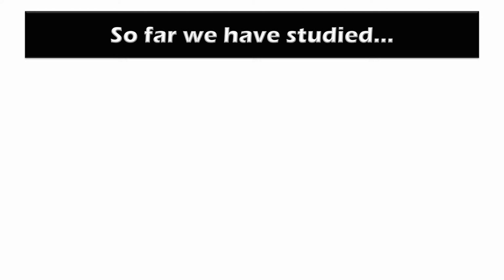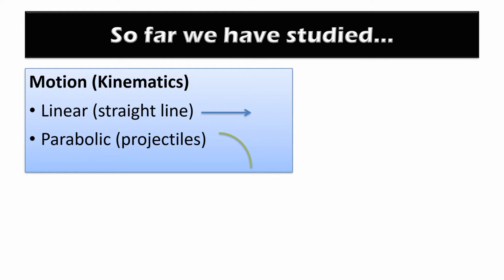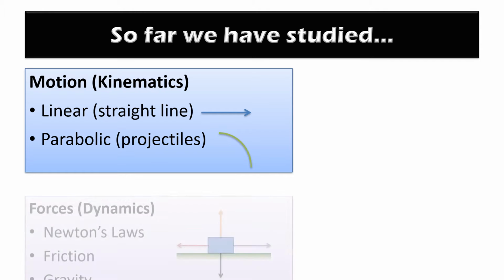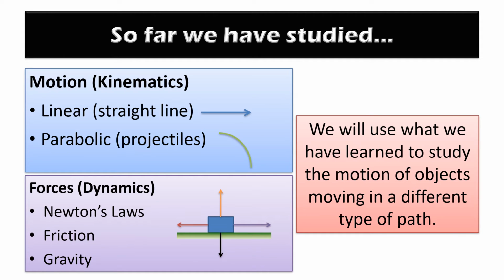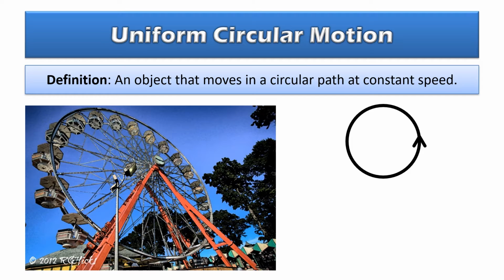So far in this class, we have studied motion, linear motion and parabolic motion. And we've also discussed forces by discussing Newton's laws, friction, and gravity. And we will use what we have learned to study the motion of objects moving in a different type of path. So not linear, not a straight line, and not projectiles, but this different type of path. Uniform circular motion. Why is it uniform? It's an object that moves in a circular path at a constant speed. So the fact that it's a constant speed makes it a uniform circular motion.